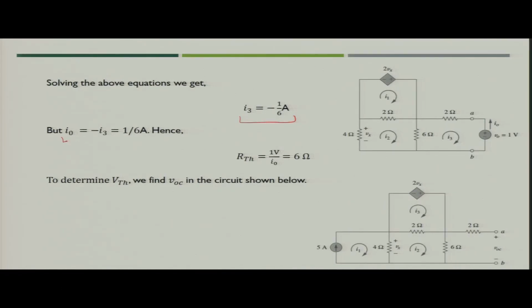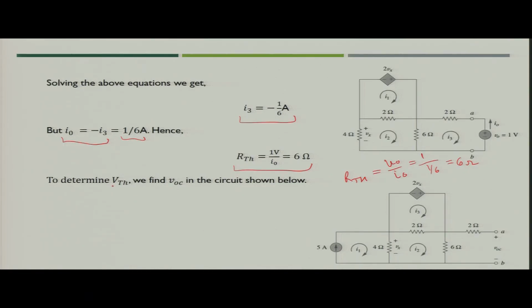Now as we know that I2 is equal to minus I3, if you see this circuit, I naught is in the opposite direction of I3. So we can simply say I naught is minus of I3, that is nothing but 1 by 6 ampere. So what you will get for RTH, since we know that RTH is nothing but V naught upon I naught. V naught we have as 1 volt which we have applied, and I naught we have 1 by 6 ampere. So finally you will get the value of RTH as 6 ohm.